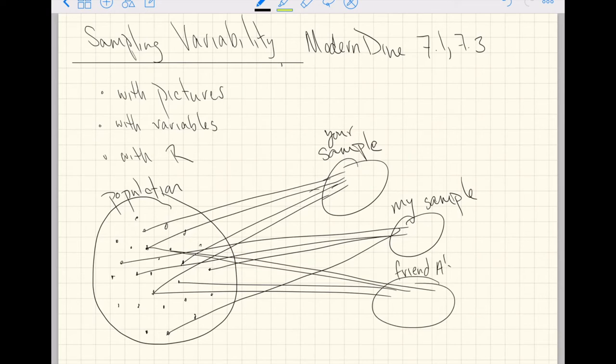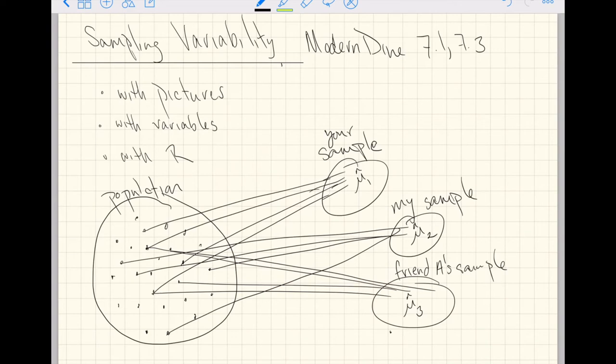Friend A's sample. And maybe your friend would get different observations than you got in your sample. Sometimes they overlap and sometimes they wouldn't. But the idea would be you would have one estimate of the population mean. I would have a second estimate of the population mean, and friend A would have a third estimate of the population mean, because we all probably got different observations in our samples. Maybe some of our observations overlapped, but not all of them will, purely based on chance.